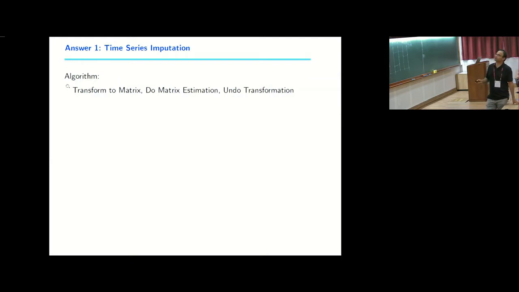So here is the algorithm that will use matrix estimation as a black box. So what you do is you take your time series the way you have. I'll create a matrix, I'll apply matrix estimation, and I'll undo the transformation, and that's it. Okay, so what's the transformation? Okay, it's a pretty complicated one.